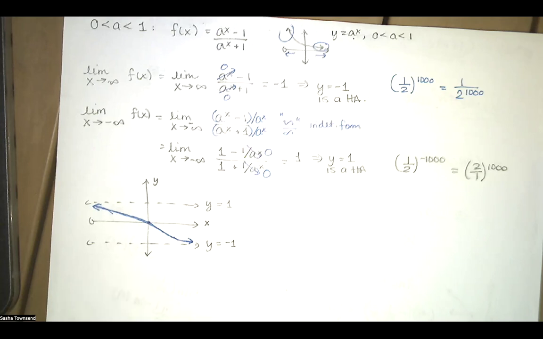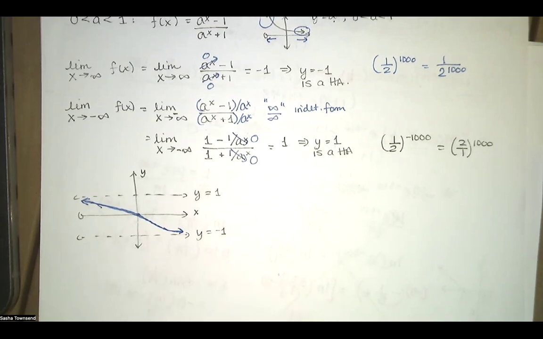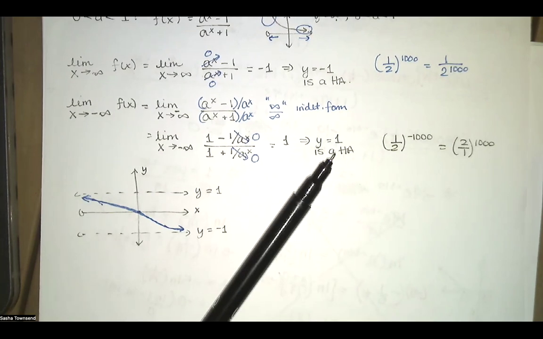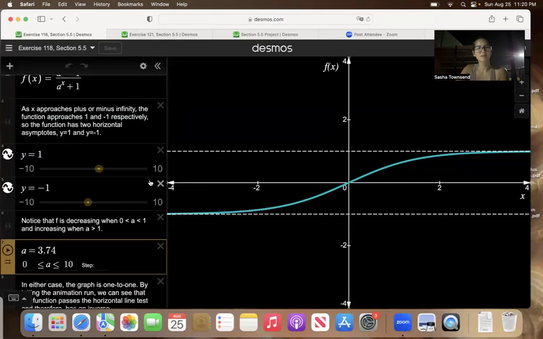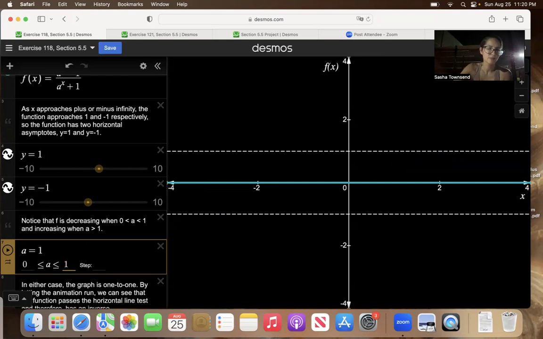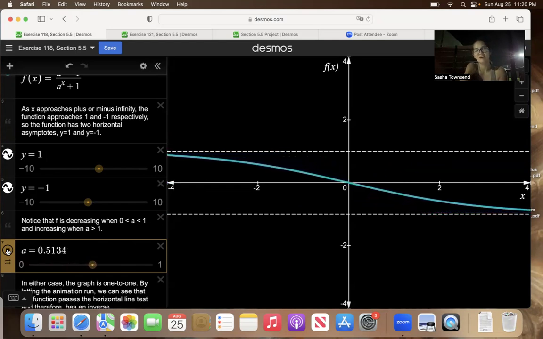So this is roughly what the graph looks like. If we want to, we can graph this on Desmos.com and look at the graphs for various values of a. I'd like to do that. So this is what the graph looks like for a equals 3.74. Now, I have a slider here for a between 0 and 10. If I let a just go between 0 and 1, watch what happens. When a equals 0, we just have the function 0 there. But if a is between 0 and 1, I like watching the graph change.